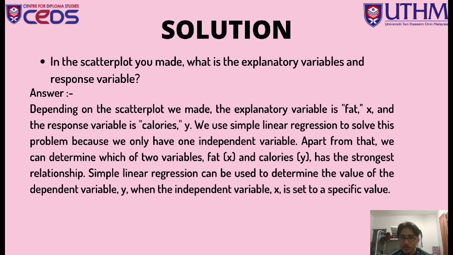So we use simple linear regression to solve this problem because we only have one independent variable. Apart from that, we can determine which of the two variables, fat x and calories y, has the strongest relationship. Simple linear regression can be used to determine the value of the dependent variable, which is y, when the independent variable, which is x, is set to a specific value.